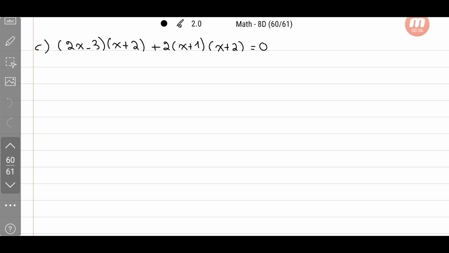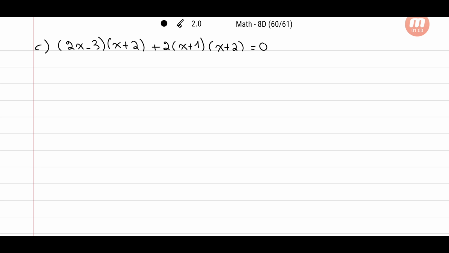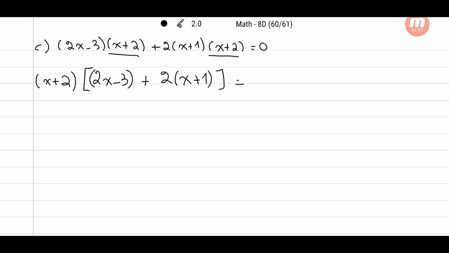Now for part C, (2x − 3)(x + 2) + (2x + 1)(x + 2) = 0. I need to factorize the expression before I can solve it equal to 0. So I factorize it. I take x + 2, the common factor. So (x + 2), open brackets, (2x − 3) + (2x + 1) = 0.